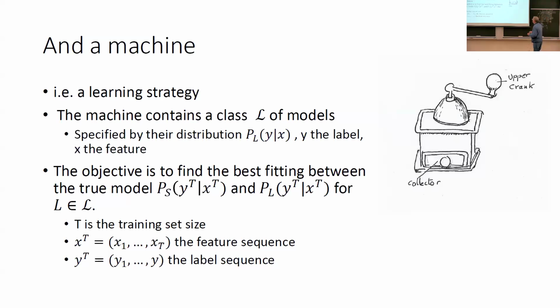The objective for the machine is, when you enter all the pictures and all the labels, to find the model that fits the best the sequence of pictures. Capital T is a training set, XT is a sequence of the features, which are pictures in our case, and YT is a label sequence.